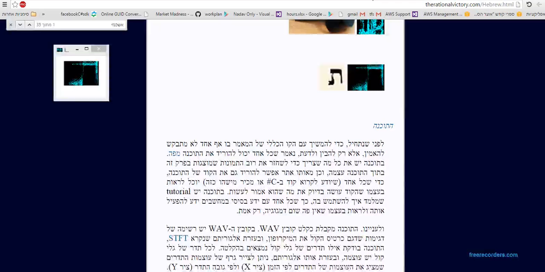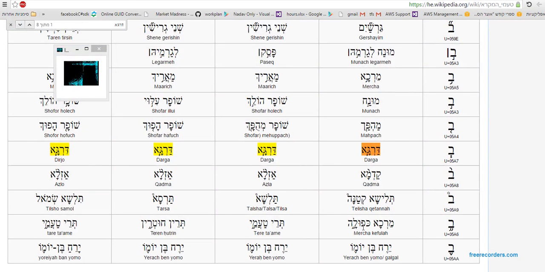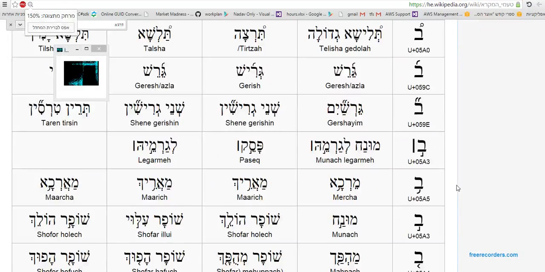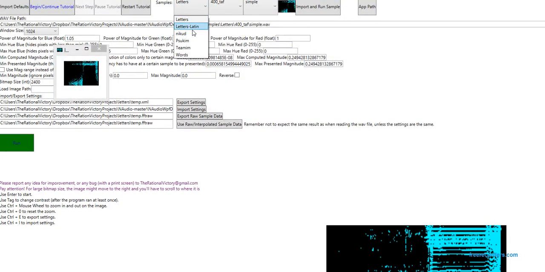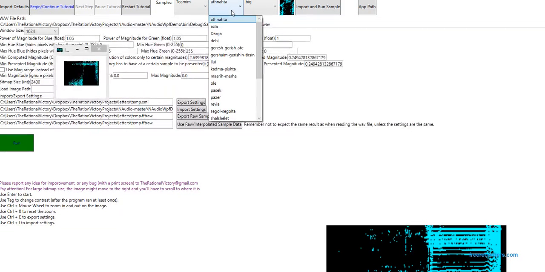We can see in Wikipedia how darga should look. You can see here, if I zoom in a bit, this is the darga. It looks very similar to the letter S. When you run the STFT algorithm on a recording of the word darga, without the melody, just the word darga, we can easily get this graph. And we can see here the darga.